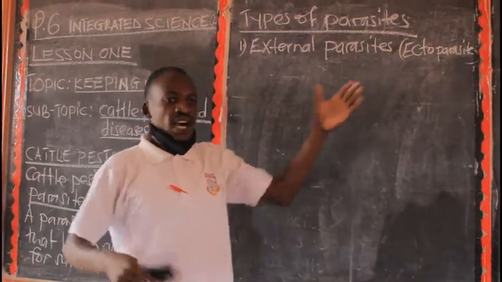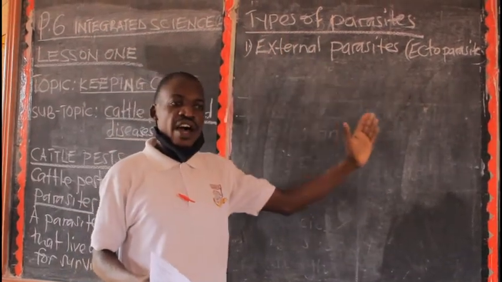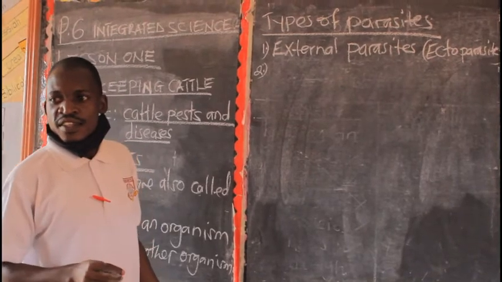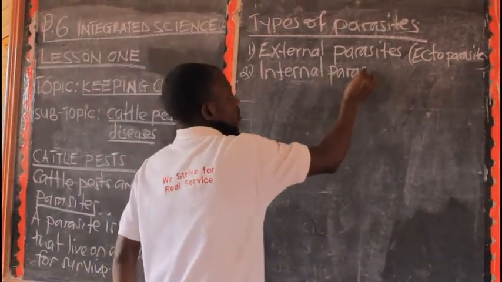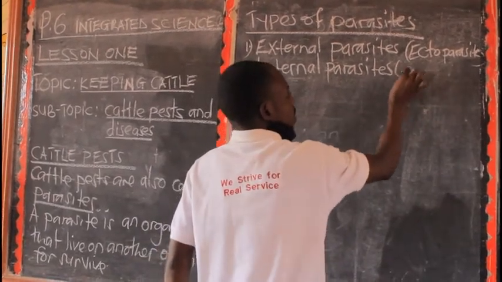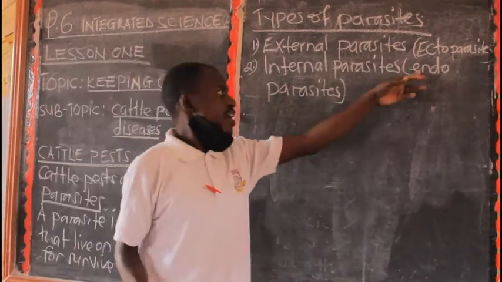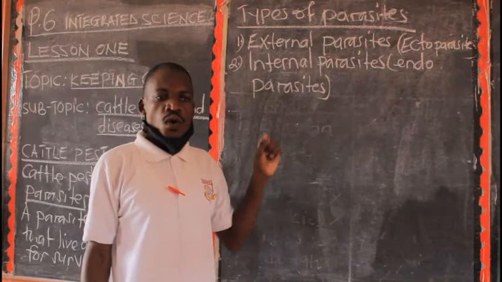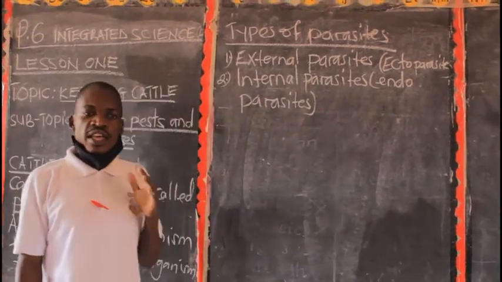So the word ecto means outside. So the word external means outside the body of an organism. So these are parasites that live outside the body of an organism. Then we have the second type of parasites. Yes, Gift. Very good. So this is what we call internal parasites. In bracket, we have what we call endoparasites. So the word endo here means inside. So when we talk about internal parasites, these are parasites that live inside the body of an organism. Are we together? These are parasites that live inside the body of an organism. That's what we call endoparasites.